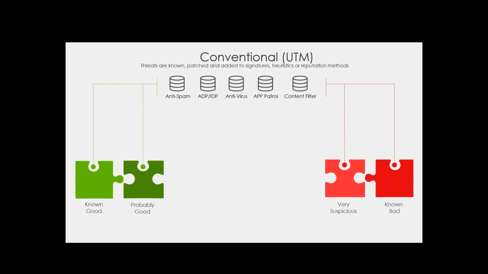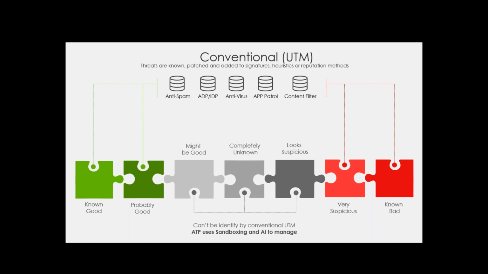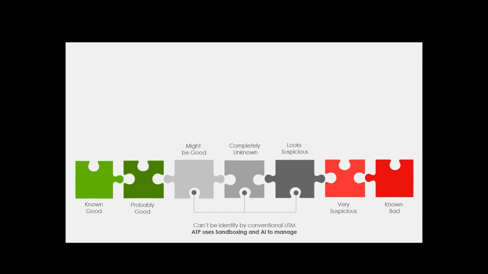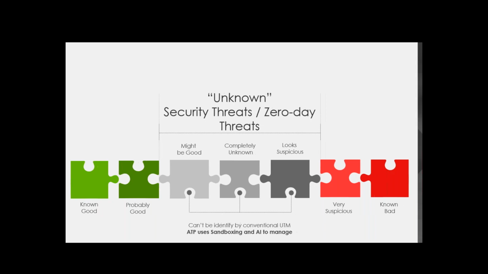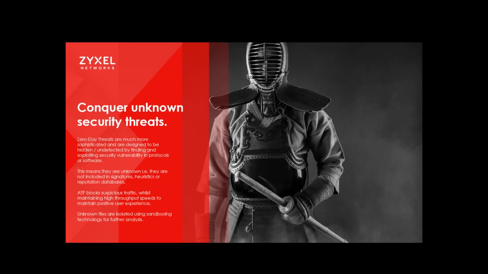So what the traditional UTM model does, it obviously knows via signatures and heuristics and certain reputation methods what files or what data patterns are known to be good, what are probably good, and obviously viruses that are known about, they're the so-called known bad and the very suspicious. And then there's an area in the middle that is, well, this could be okay, it could be very suspicious, or literally we don't know. And so what the sandboxing solutions do with the ATP is that, for the area in the middle, we send that particular threat over to our cloud engine, this so-called sandbox.